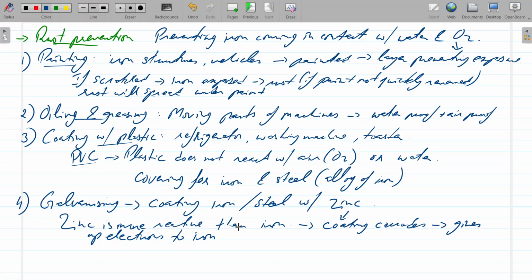Because it is iron. Oh, it is a metal. It is a metal, but why is zinc giving electrons to iron? Zinc is also a metal, iron is also a metal, right? We want to prevent iron from rusting. Because iron is less reactive than zinc, because zinc is more reactive.